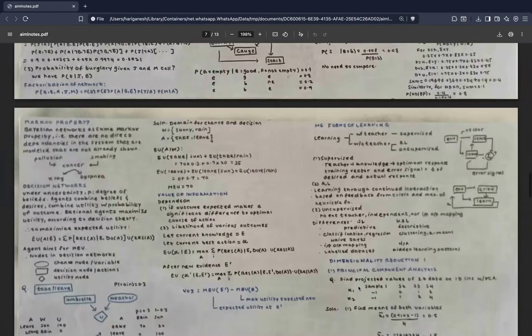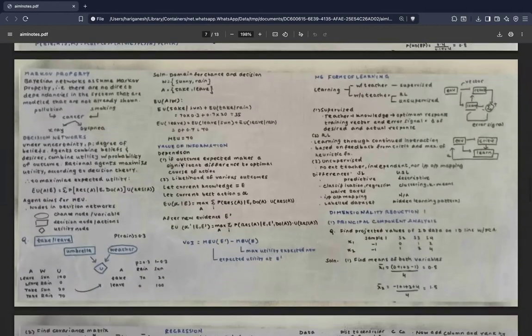No, it's not. There's only the Markov property, which isn't much. It's just a bunch of theory that we'll look at with hidden Markov models later. Decision networks are something else, so we'll look at the theory here. We'll solve the question in the next video. But basically, decision networks are under uncertainty. You have a degree of beliefs. Agents want to maximize utility.